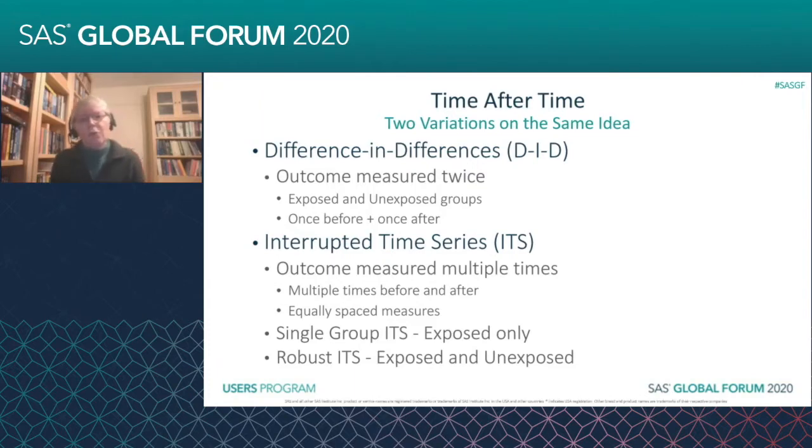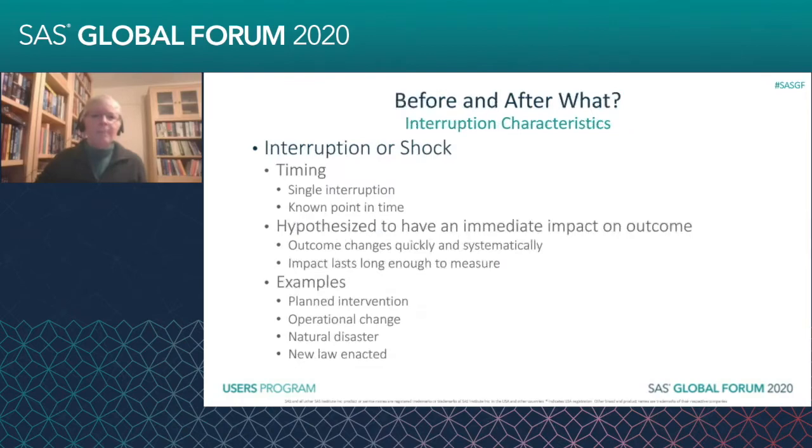So we have two variations on the interrupted time series. We have the single group ITS, which is where we only look at the exposed group because they're really the ones we're the most interested in. But there's also a robust version where you use a control group, essentially an unexposed group, to compare to your exposed group to find out if there were changes going on in the background that might explain the difference you saw just in the exposed group, and to account for that.